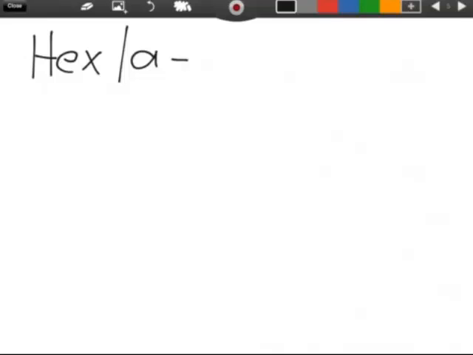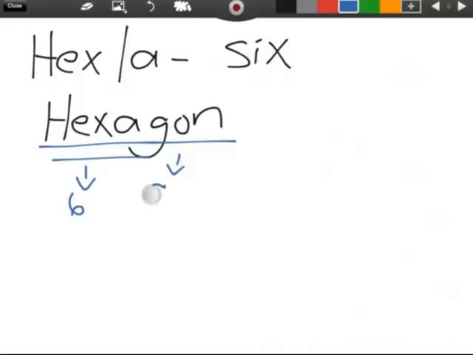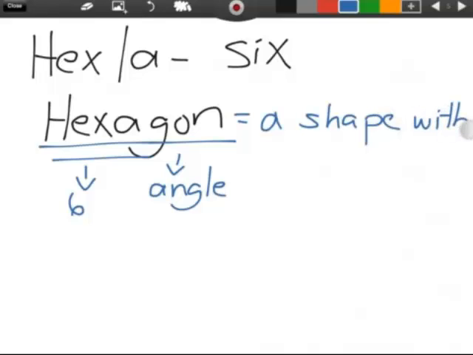Hexa, meaning 6. I'm going to go ahead and give you a known example. Hexagon. Now let's look at this. Hexa means 6. Gon means angle. When we combine this, it is a shape with 6 angles. I'm going to go ahead and use it in a sentence.